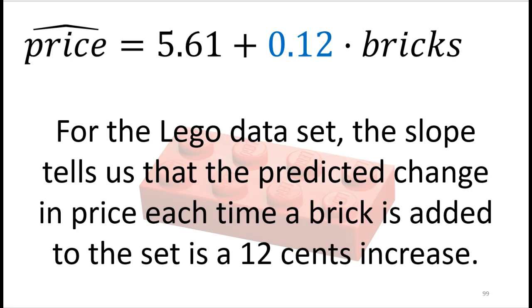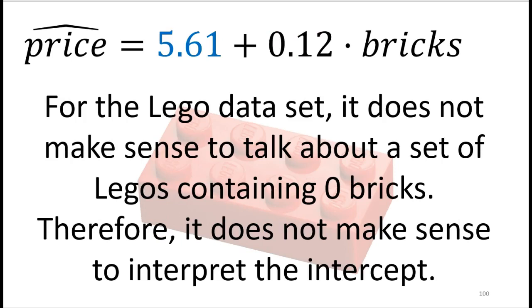We'll start out by looking at slope. Slope is the predicted change in the response variable y given a 1-unit increase in the explanatory variable x. For the LEGO dataset, in context, what this is telling us is that the predicted change in price each time a brick is added to the dataset is a 12-cent increase. The intercept is the predicted value of the response variable y if the explanatory variable x is equal to 0. It does not always make sense to set the explanatory variable equal to 0. For the LEGO dataset, it doesn't make sense to talk about the set of Legos containing 0 bricks. Therefore, it does not make sense to interpret the intercept for this example.